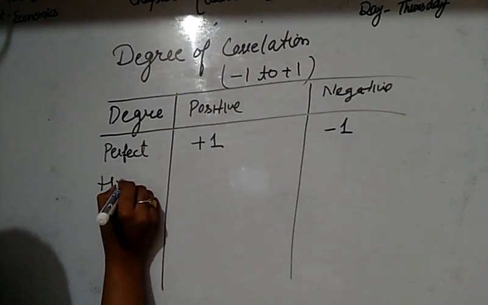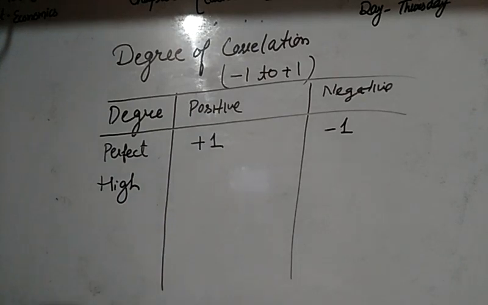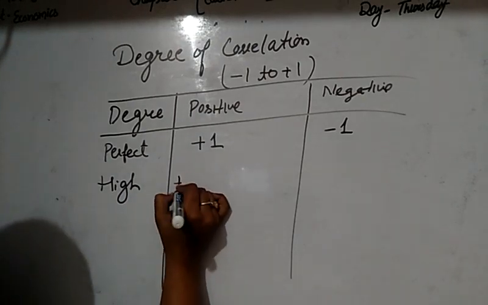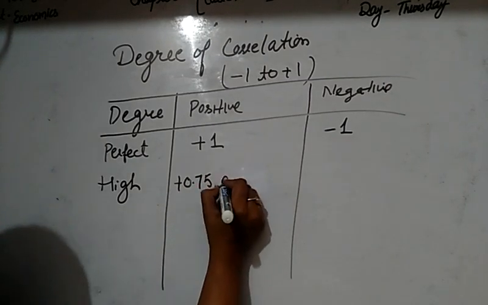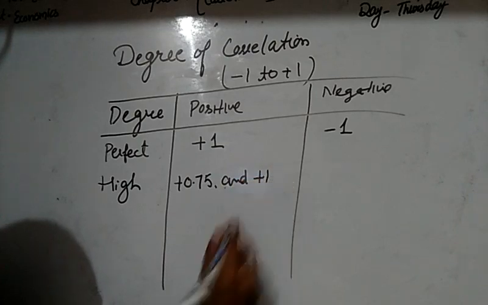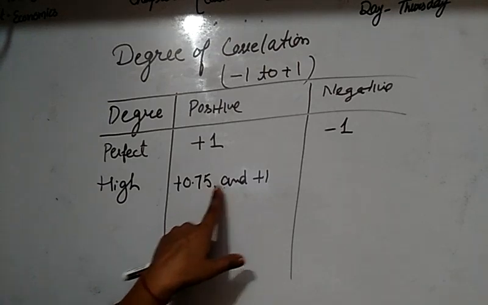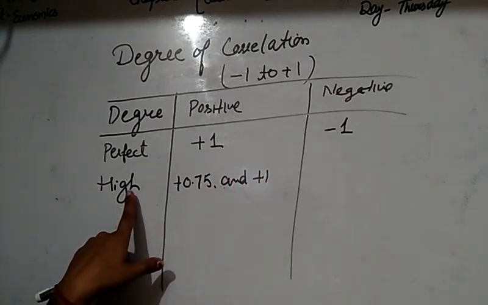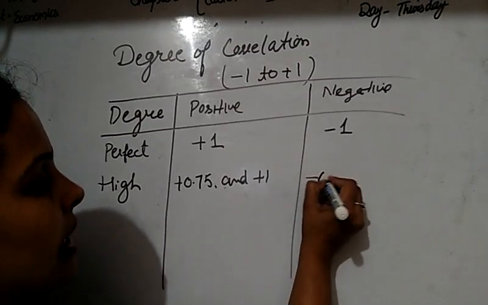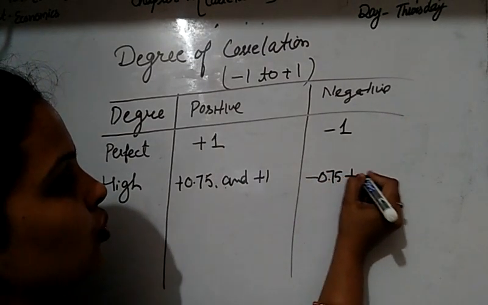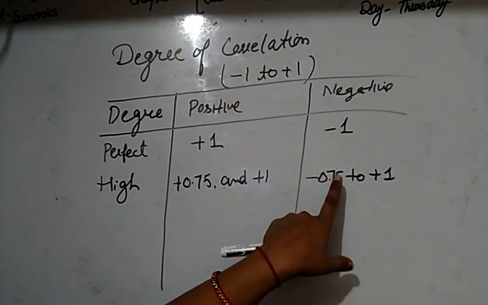High correlation. When high correlation on the positive side is there, the value is ranging from 0.75 to +1. So when the value of the correlation lies between 0.75 to +1, it shows high positive correlation. When the value is between -0.75 to -1, it shows high negative correlation.